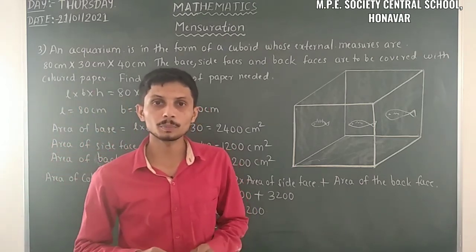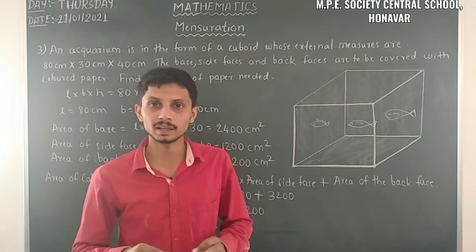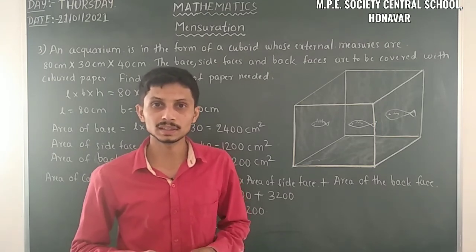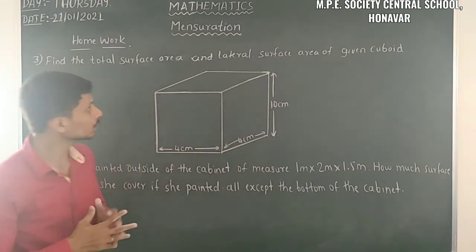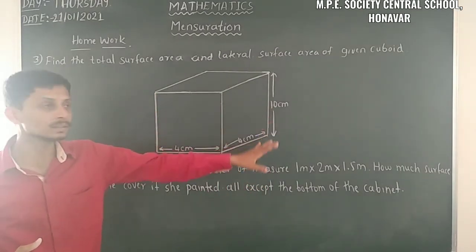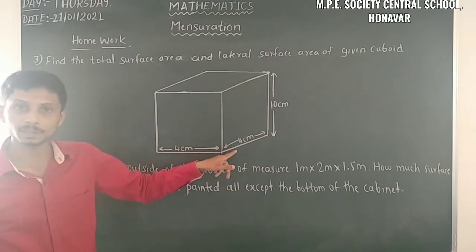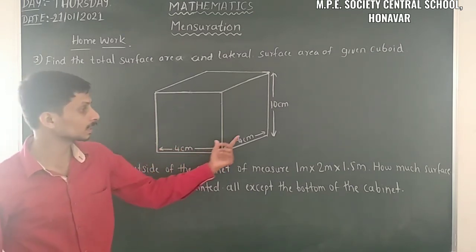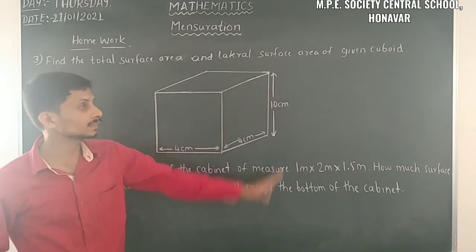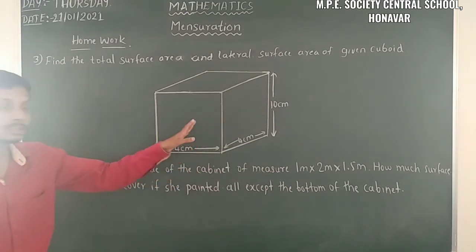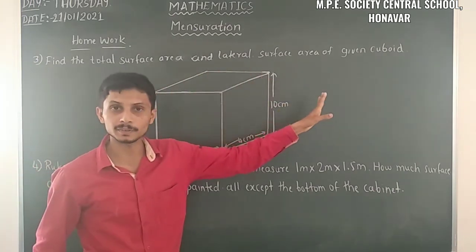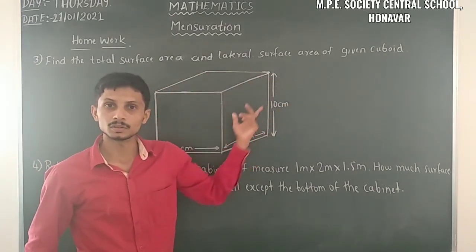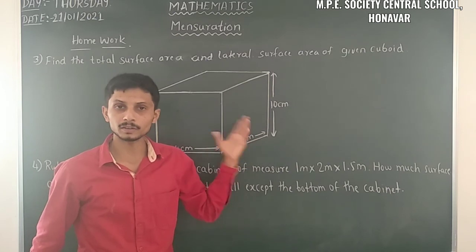I hope you already understood these things. So let us take some homework here. Here we have the cuboid, and some measurements are given. It is 4 cm length, 4 cm breadth and 10 cm height. Using this we have to find the total surface area and the lateral surface area. Using the formula we can find it out easily.